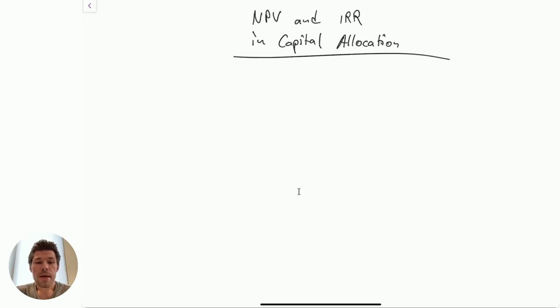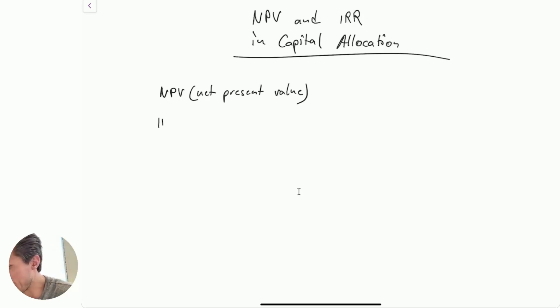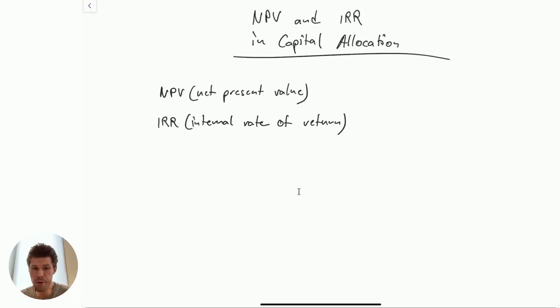We are using three main tools. The two most widely used ones to make investment analysis are NPV, net present value, and IRR, internal rate of return. We have a third one.